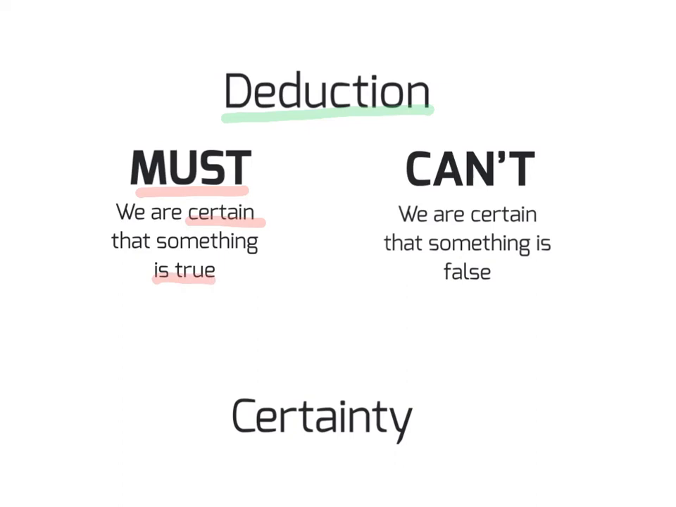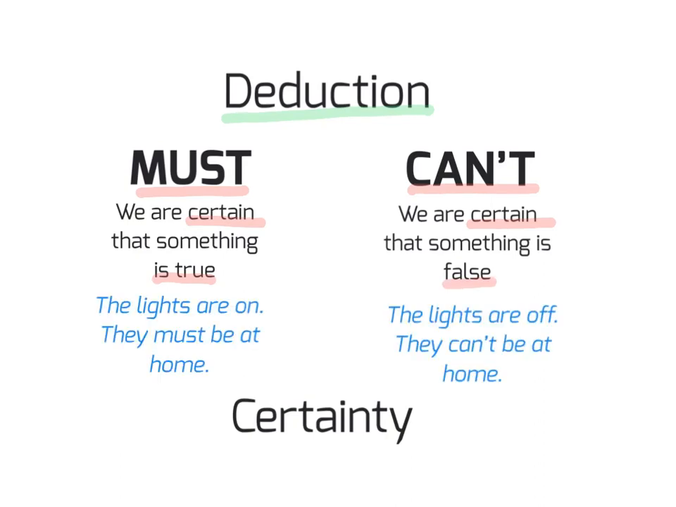We also said that can't was for negative deduction. In this case, we are certain that something is false or something is not true. So it's more about certainty. For example, the lights are on, they must be at home. We are sure, we are certain that they are at home because we see that the lights are on.